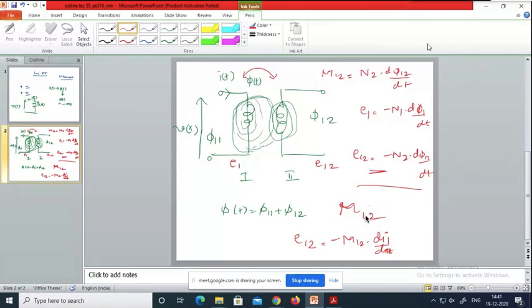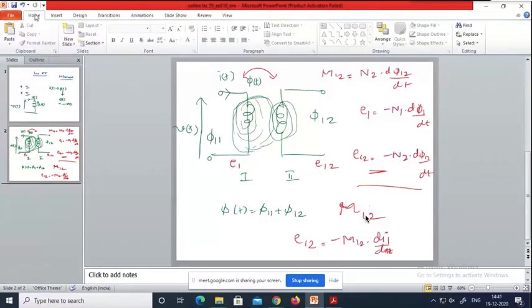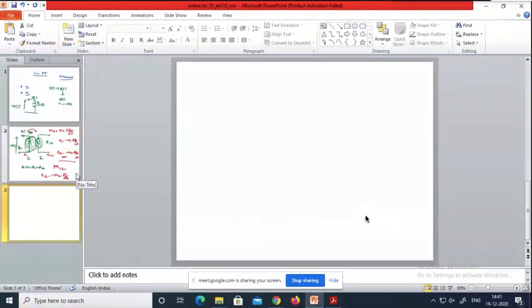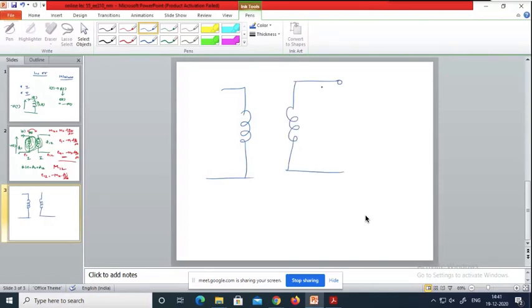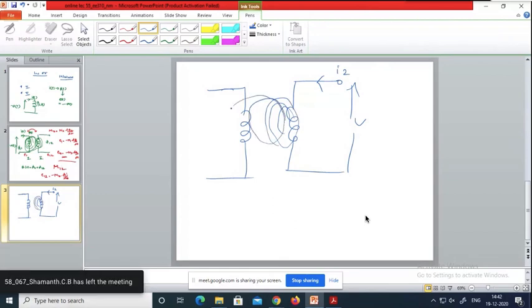Okay, so similarly, I can change the positions of the supply voltage. I'll just connect the voltage source on the coil number 2, and let us observe what would happen now. The voltage source is being connected here, therefore the current will flow here. As a result, some flux will be generated here. That generated flux will link the coil number 1. This is coil number 1 and this is coil number 2.